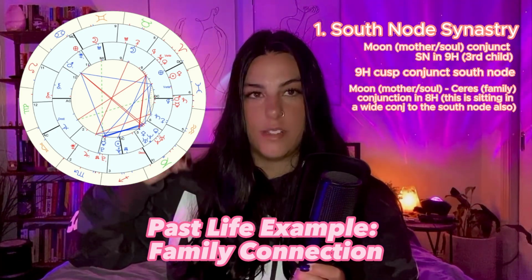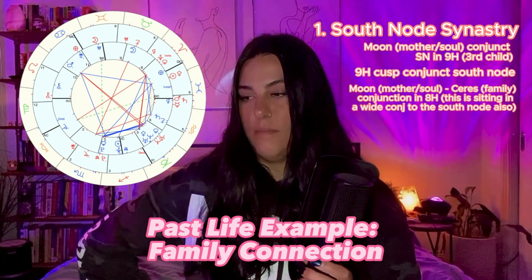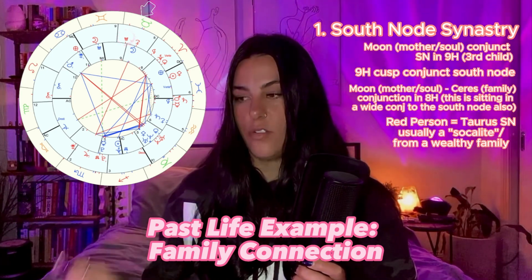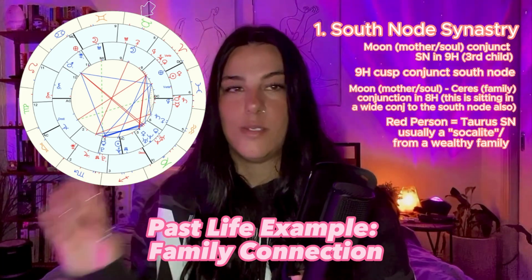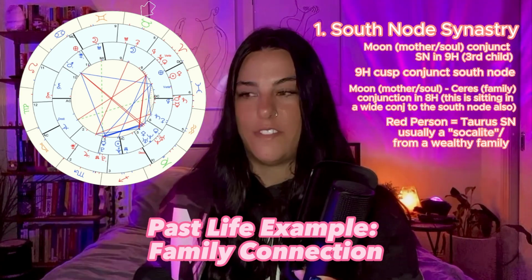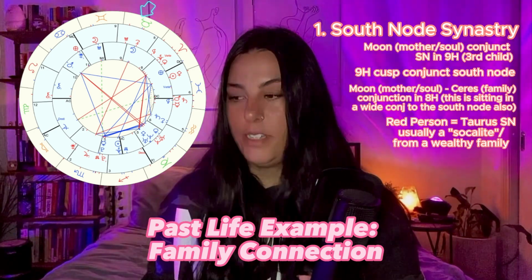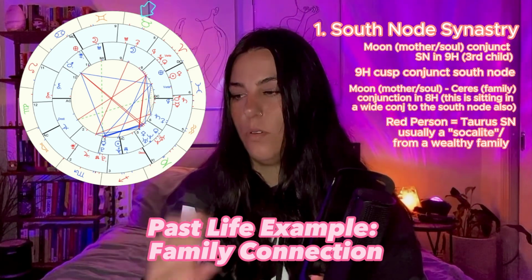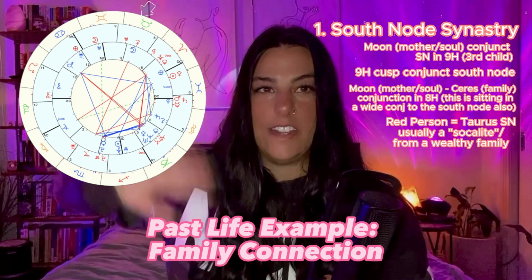Most likely their finances were intertwined in some way, given that the 8th house governs shared assets. And given that the red person has a South Node in Taurus, this usually indicates someone who in a past life was probably a bit of a socialite, rich, from a kind of aristocratic family. That's the vibe of a South Node in Taurus. Most likely they were part of a wealthy family. So it looks like they were part of generational wealth, or they were essentially taken care of by their family from previous generations, based on that 8th house synastry.